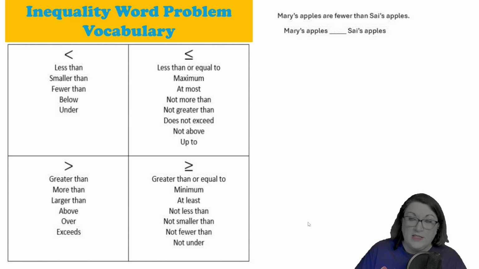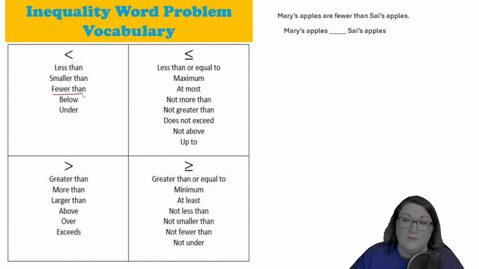All right, so the first one is Mary's apples are fewer than six apples. So when you see that word fewer, think less than, because what they're saying is Mary's apples are less than six apples. If they're fewer than six apples, then they have to be less than six apples, right? Let's do another one.